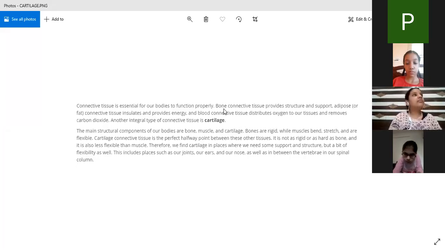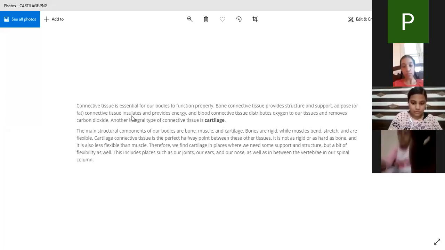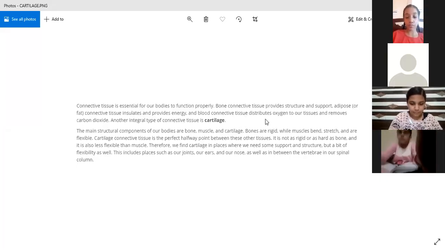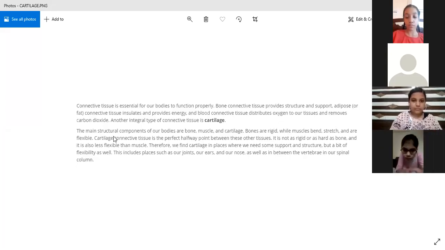And connective tissue insulates. Insulate means it blocks unnecessary fats and provides energy. And the blood connective tissue helps in distributing oxygen to all the tissues and removes the carbon dioxide from our body. And the other connective tissue is cartilage. Now what we have to study about? Cartilage. Okay, beta. Japneet, you start the next paragraph.